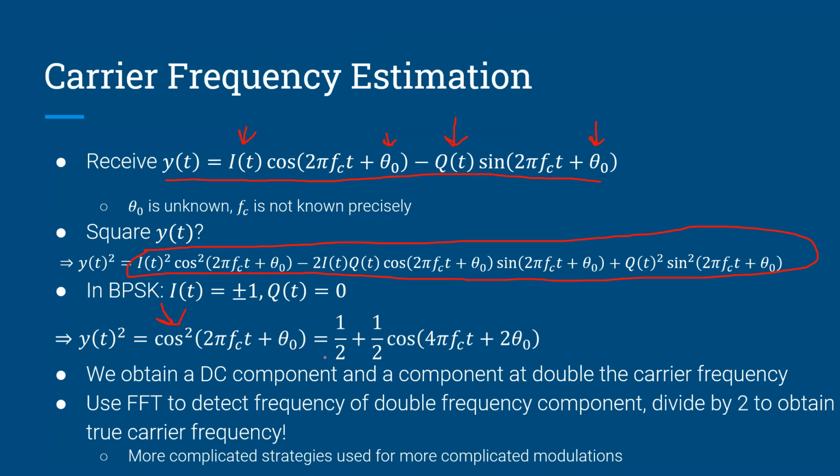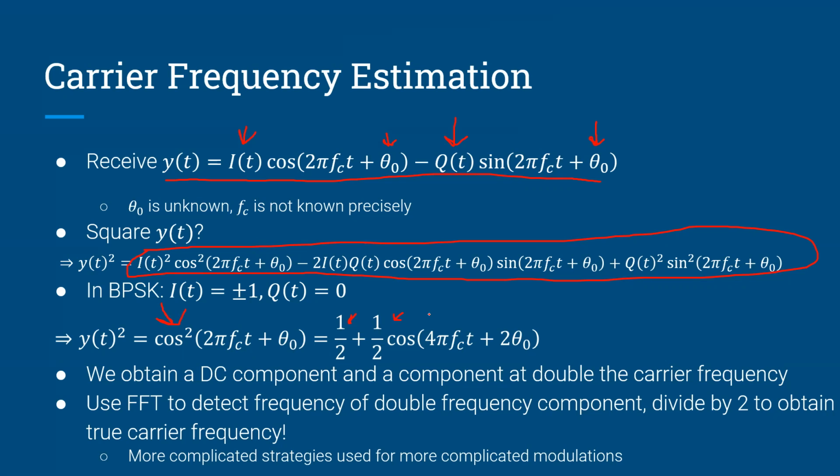Okay, so we basically have a DC component, which is the 1/2, and a double frequency component, which is the other guy. And if we were to take the Fourier transform of this entire thing, what would we get? We'd get the DC component, right? And the double frequency component, and we could easily detect the double frequency component because it's just a delta at that frequency. So we could exactly know what the double frequency is, and if we just divide that by 2, we get the actual carrier frequency.